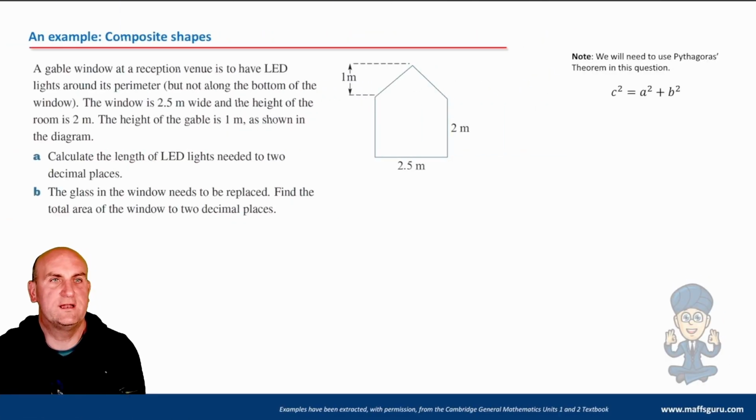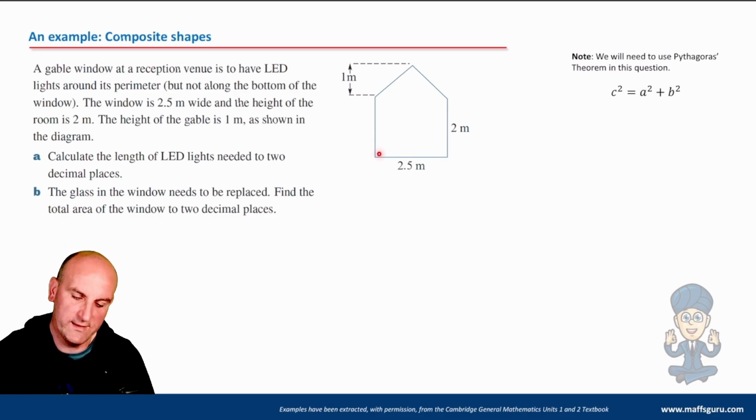Right, a gable window at a reception venue is to have LED lights around its perimeter, but not along the bottom of the window. The window is 2.5 meters wide, and the height of the room is 2 meters. The height of the gable is 1, as shown in the diagram. Calculate the length of LED lights needed to 2 decimal places.